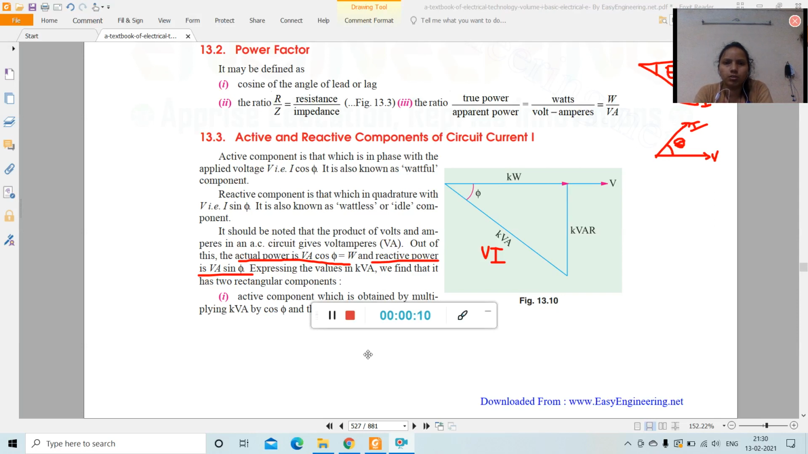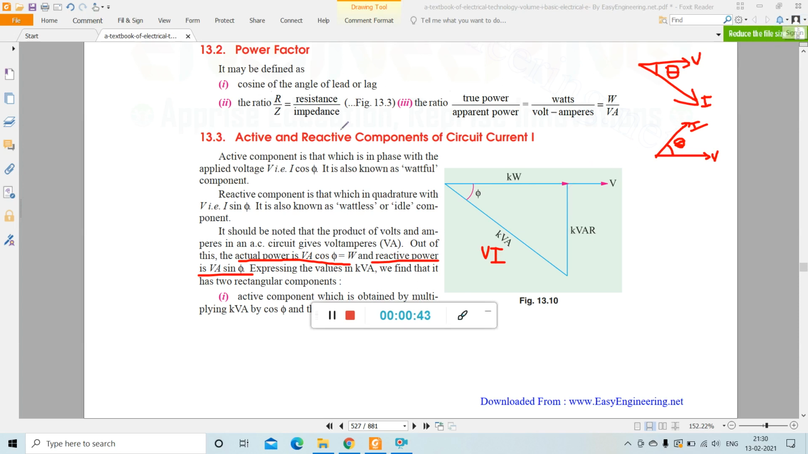Diploma engineering students. So today our topic is different components of power and power factor. Under the different components of power we will discuss active power, reactive power, and apparent power, and we will discuss the definition and the formula regarding power factor and the different components of power. We will also discuss the different components of circuit current I. So let's get started.